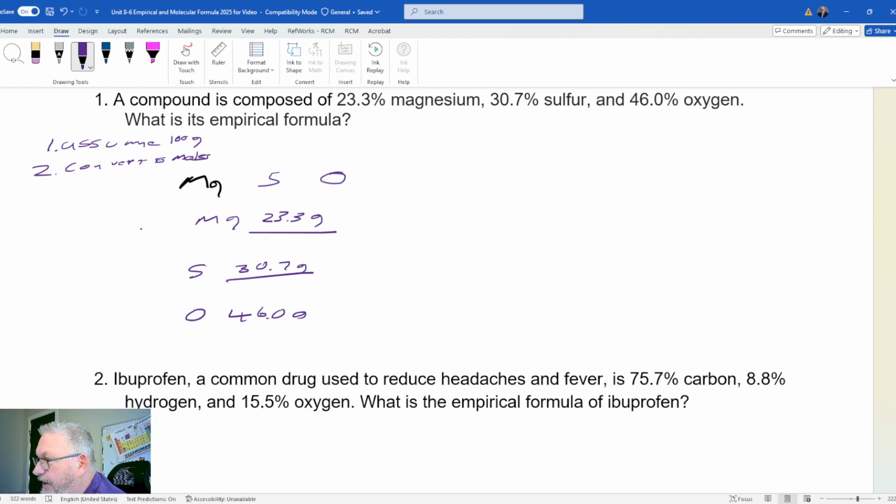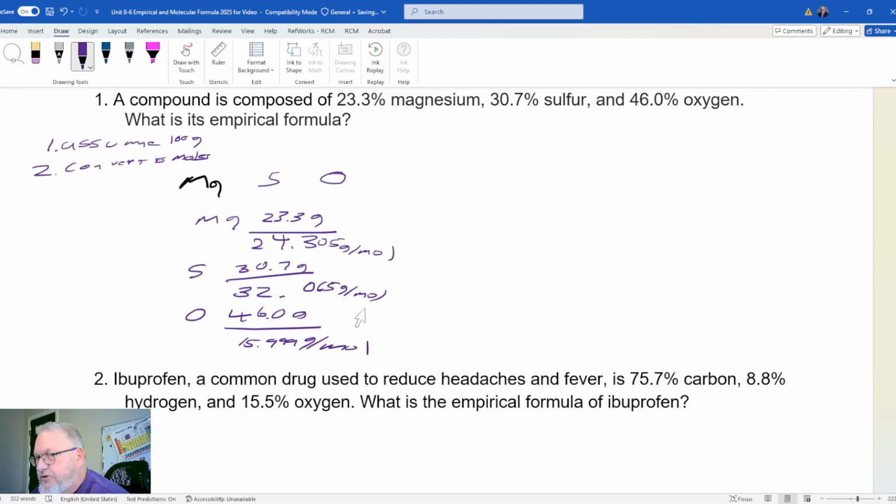So looking on the periodic table, I see that magnesium is 24.305 grams per mole. I see that sulfur is 32.065 grams per mole. And then I see that oxygen is 15.999 grams per mole. Okay, let me use my calculator real quick.